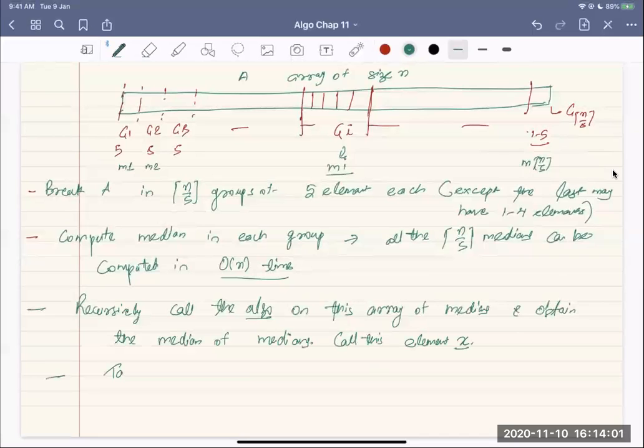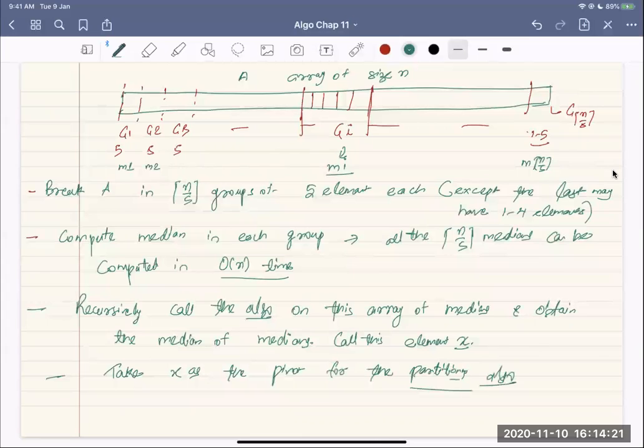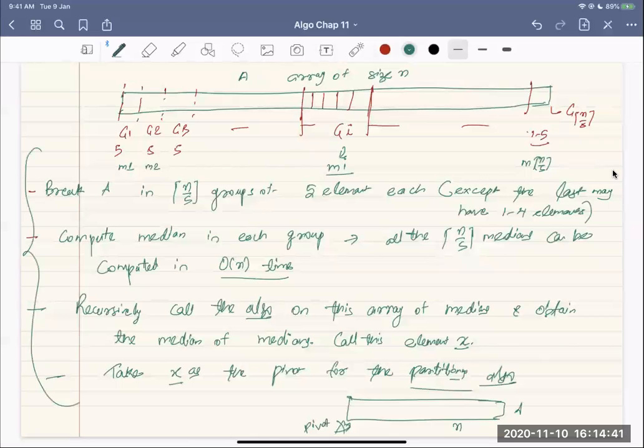And now you take x as the pivot for the partitioning algorithm. Remember the partitioning algorithm? This is the quicksort partitioning. You take an array of size n and partition it into 2 parts using a pivot. Generally we used to take the first element as the pivot. Now you are saying no, you use an interesting algorithm. You find the pivot x and break into 2 parts: less than or equal to x, and larger than x. So use this procedure for choosing the pivot, and then partition.